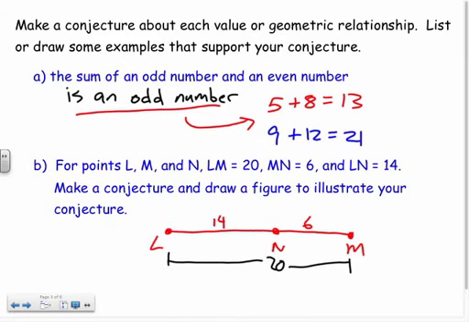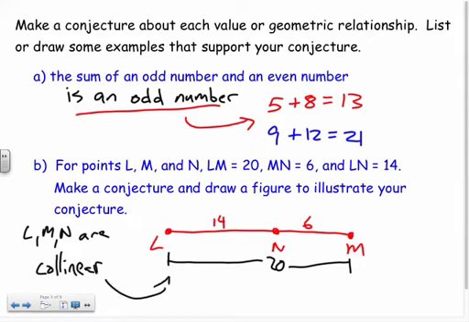Well, what's something I could say about these in geometry? I suppose I could say that LN and NM add up to LM. That would be something I could make a conjecture on. I could also say, what about these 3 points? Well, if they add up to 20, aren't they all in the same line? So I could say that L, M, and N are collinear.